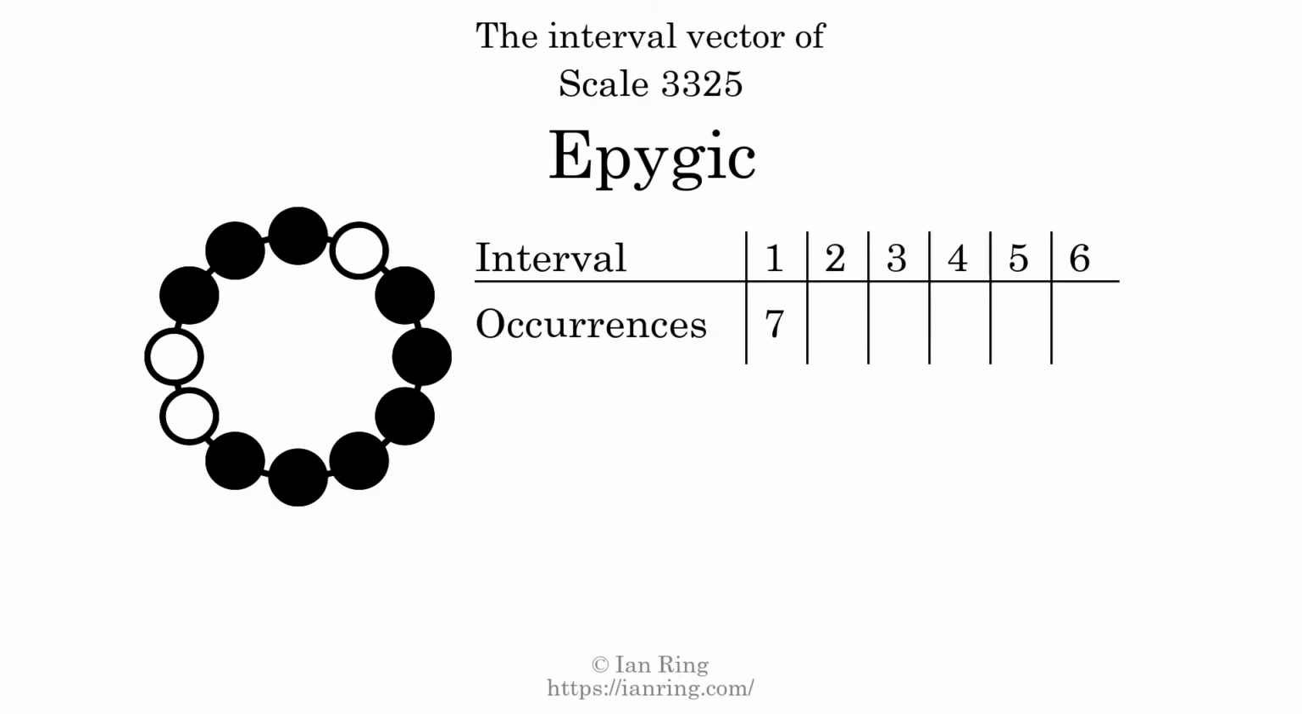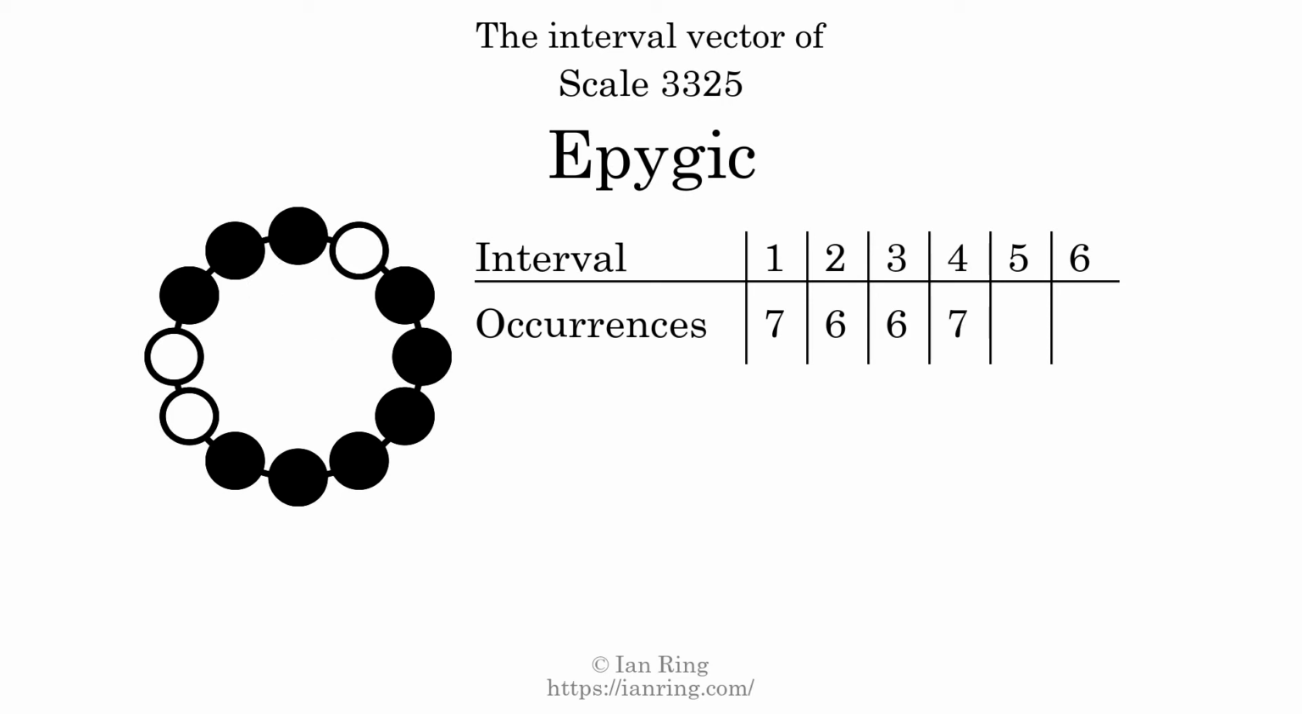There are 7 intervals with the size of 1 semitone. They are here, here, here, here, here, here, and here. There are 6 intervals with the size of 2 semitones. They are here, here, here, here, here, and here. There are 6 intervals with the size of 3 semitones. They are here, here, here, here, here, and here.